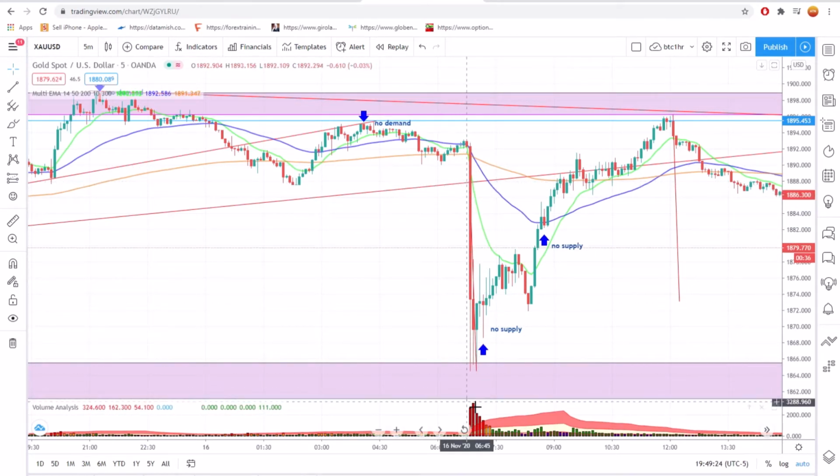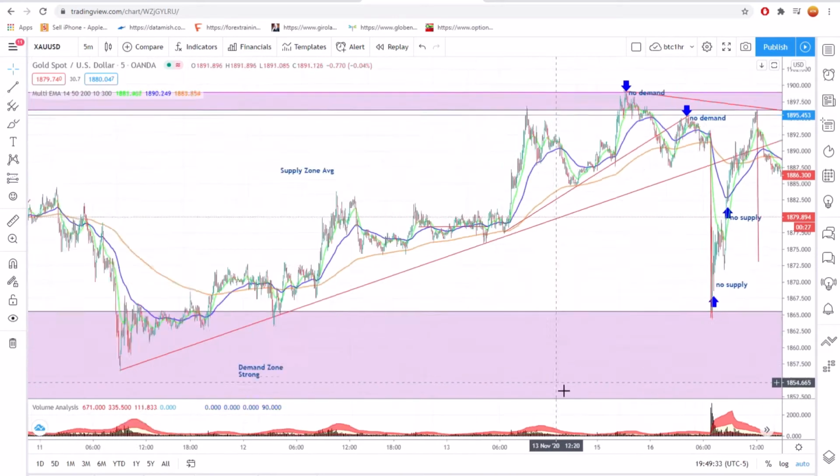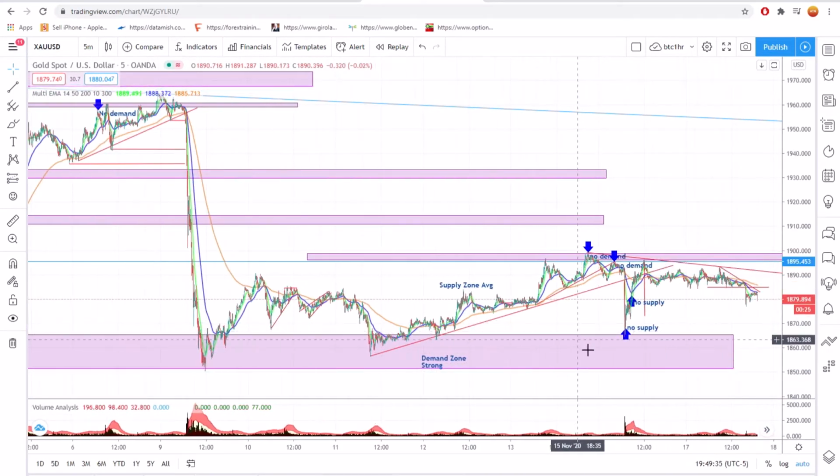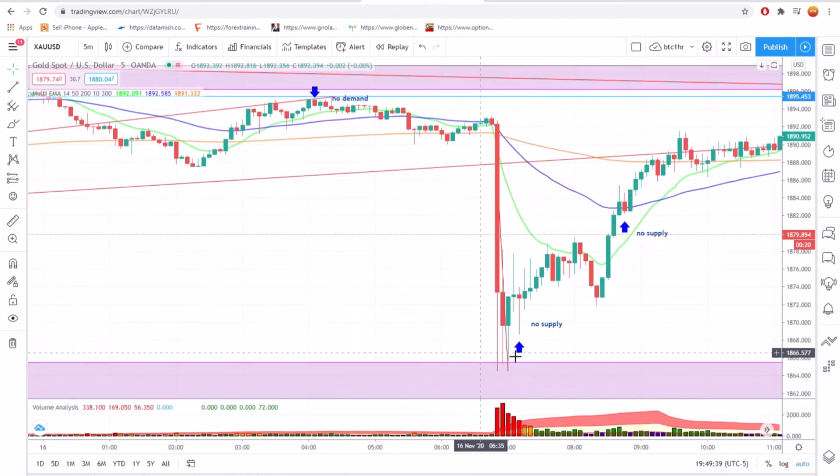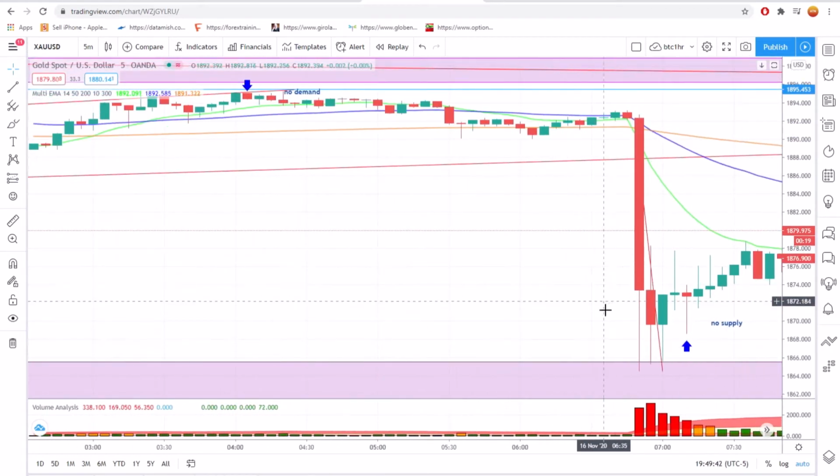Came down, but the problem with this is, as soon as we came down we couldn't keep going because of the fact we came into a strong supply zone. It's that same supply zone. You can see it. And let's look and zoom in. So look what happened here.